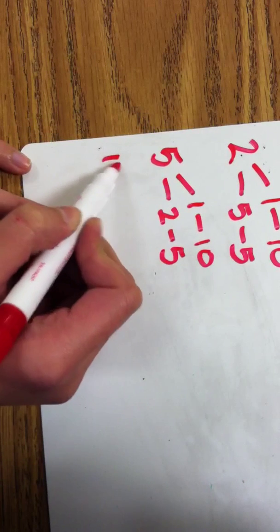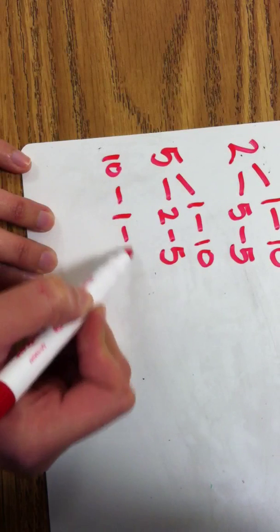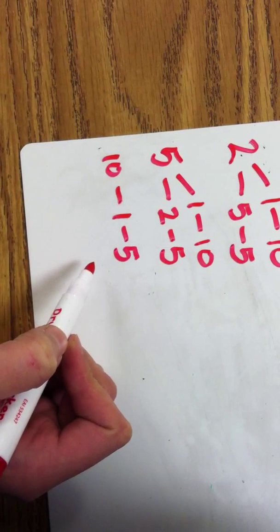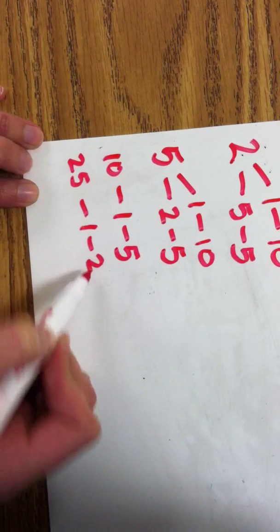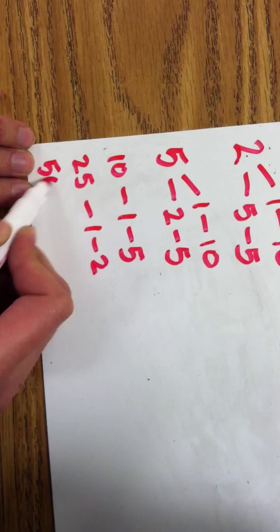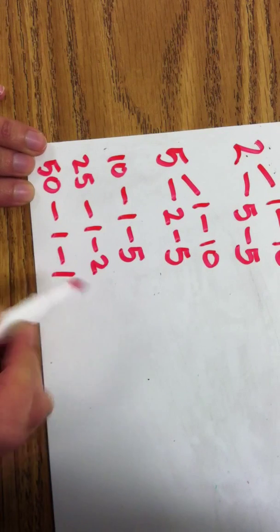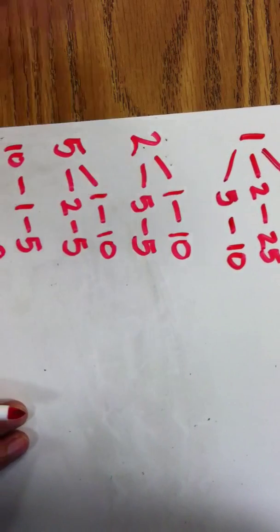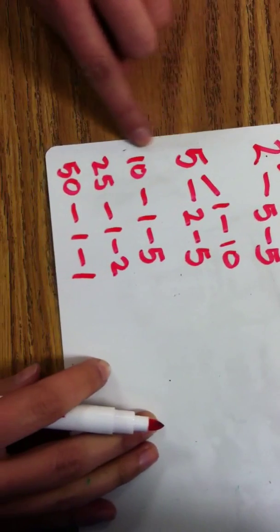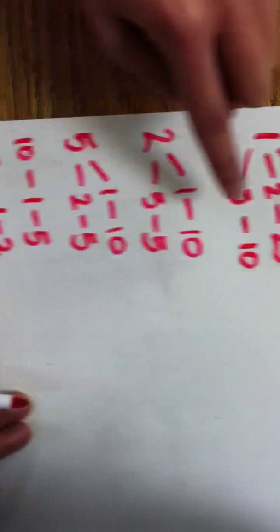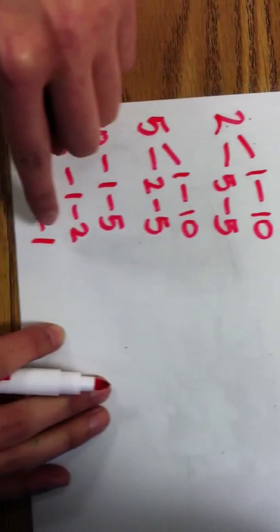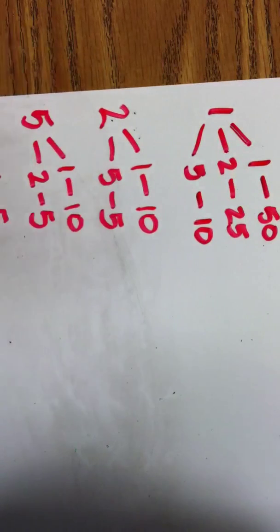We could also have a be 10, so 10 times 1 times 5. Or we could have it be 25, 25 times 1 times 2. Or we could have it be 50, 50 times 1 times 1. So now you see that these right here could be our a values. In the middle row we could have b values, and then the last row we can have c values. Now let's organize this.